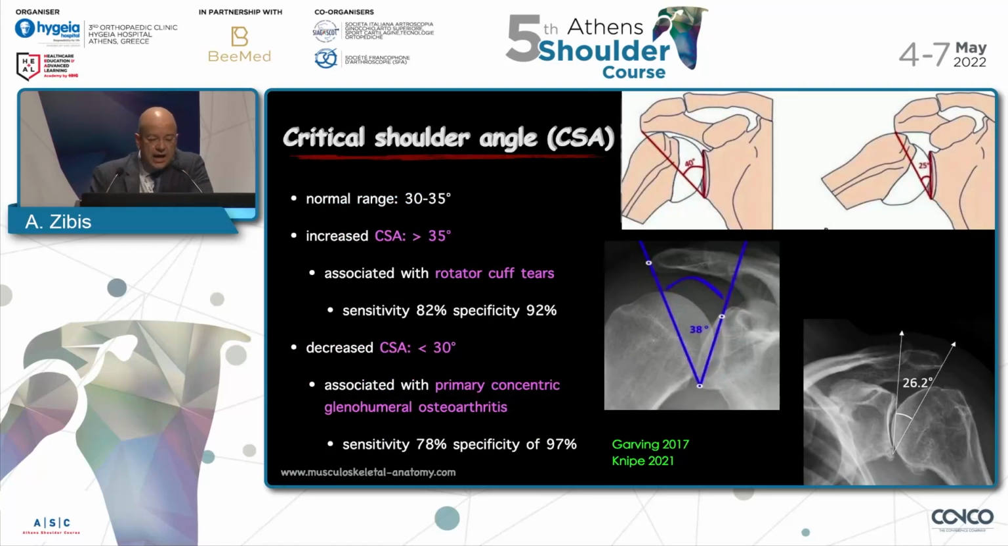Critical shoulder angle has a normal range from 30 to 35 degrees. It is important if it is above 35 degrees, like in this case. An angle above 35 degrees is associated with rotator cuff tears, while a low critical shoulder angle is associated with primary concentric glenohumeral arthritis like this one.